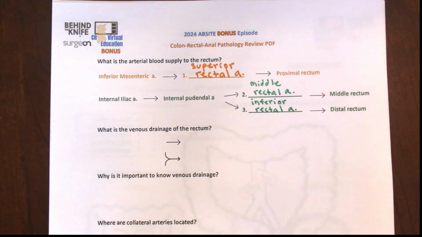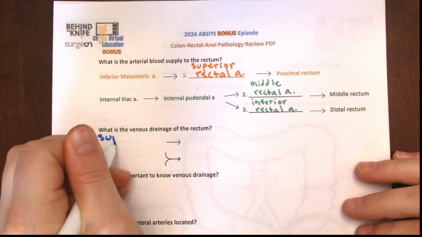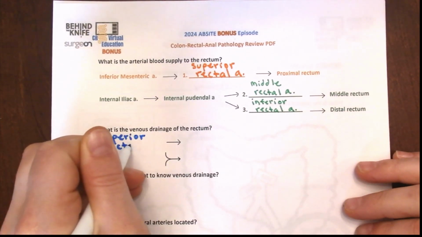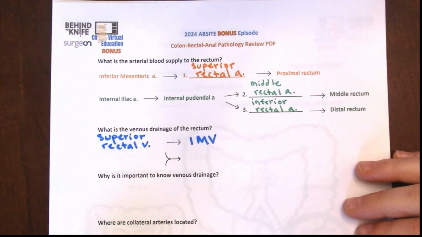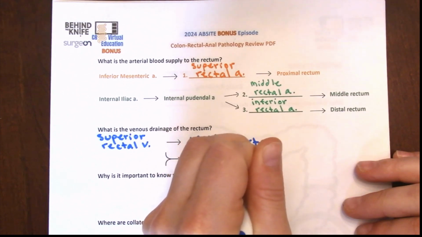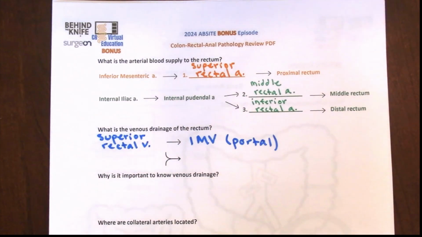Awesome. Now, what about the venous drainage of the rectum? In the superior areas, the superior rectal vein drains into the IMV, which then drains into the portal circulation. And then for the middle and inferior areas, those rectal veins drain to the internal iliac vein and then into the systemic circulation.